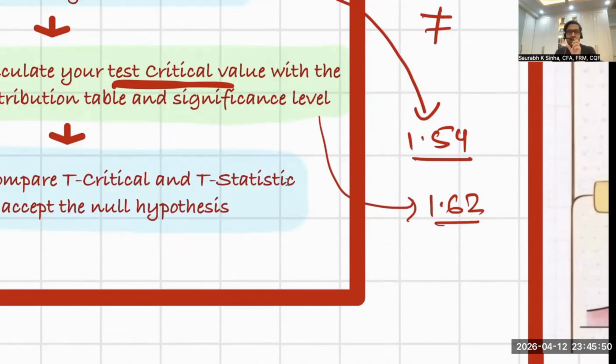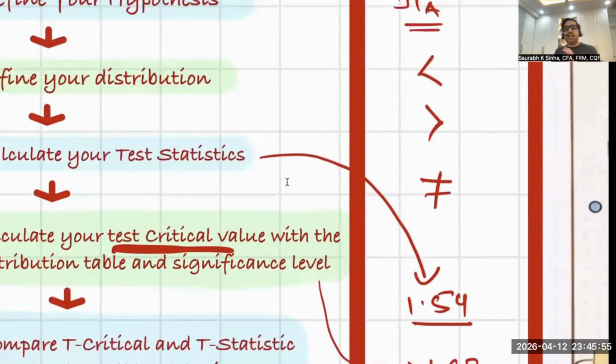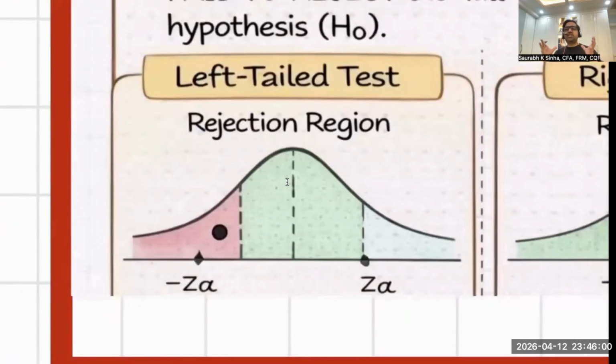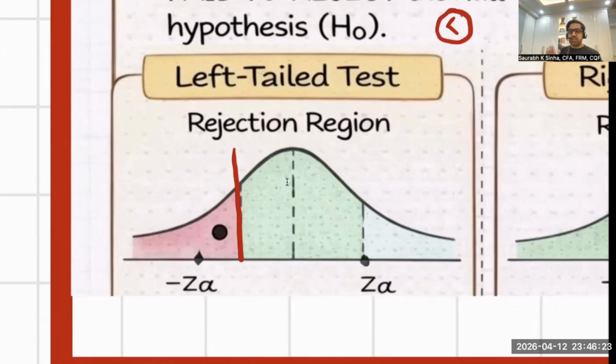And it is a left tail test because that is the sign given in your alternate hypothesis. So you have to define your rejection region and you have to define your acceptance region. So assume it is a left tail test. How do you determine it as a left tail test? You determine it depending upon the sign you have in the alternate hypothesis. If in the alternate hypothesis the sign is less than, it is going to be a left tail test.